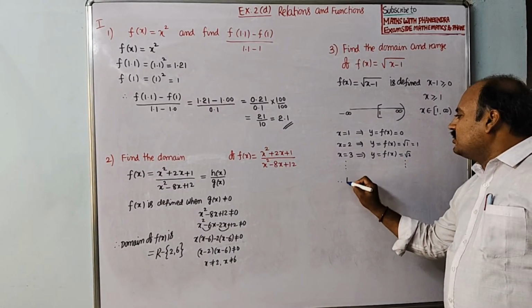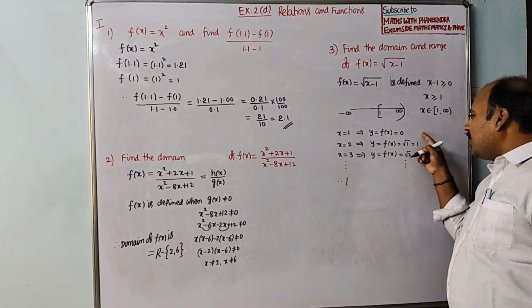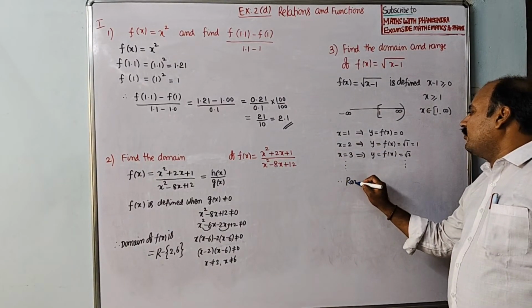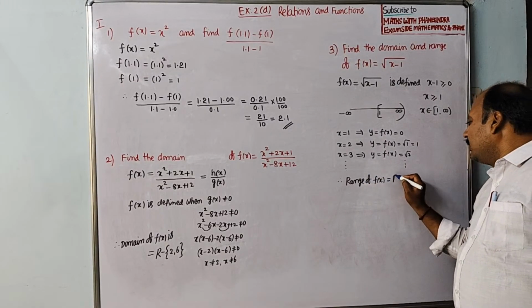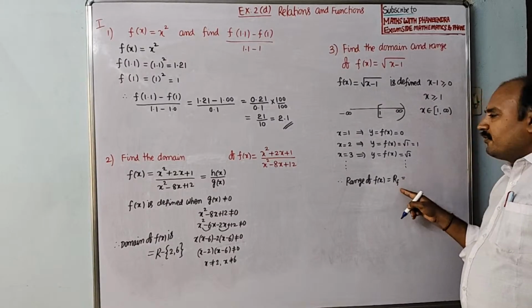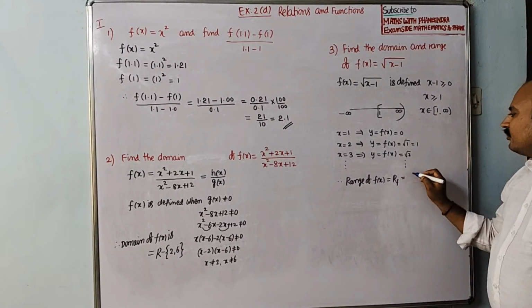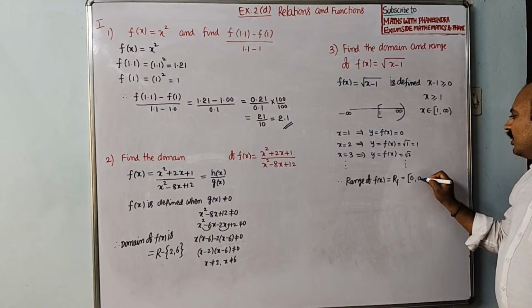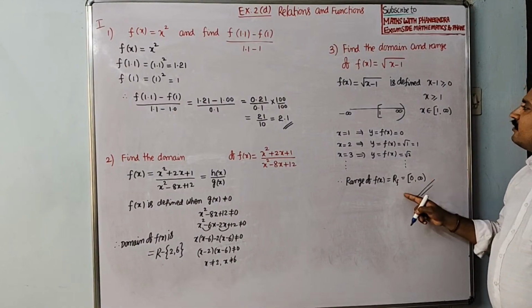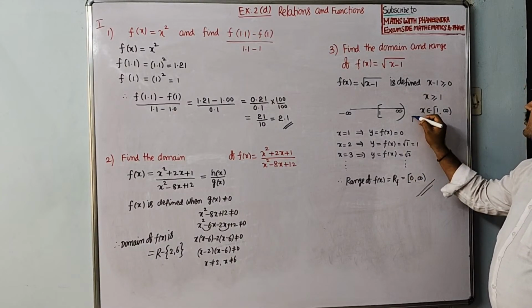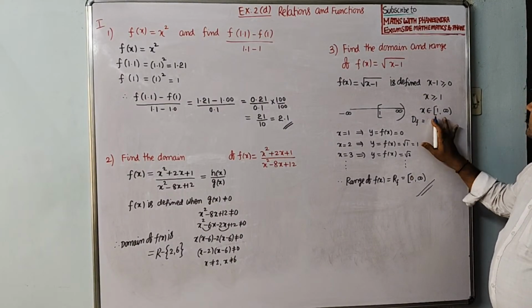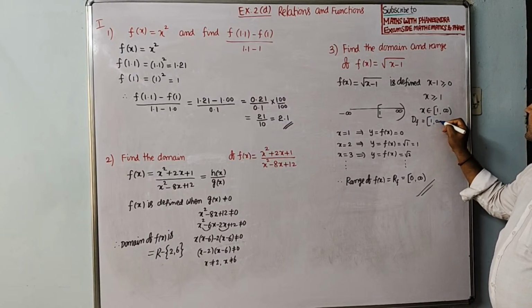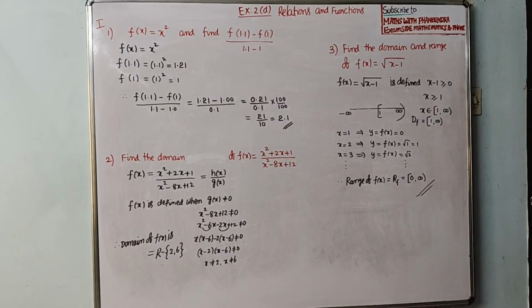So, therefore, these are the domain values, these are the range values. The range of f of x starts from what? 0. So closed 0 to infinity. So this is the range of the function, and this is the domain of the function. Domain of the function D_f equals closed 1 to infinity. Okay, dear students, I hope you understand. We'll move to another question.